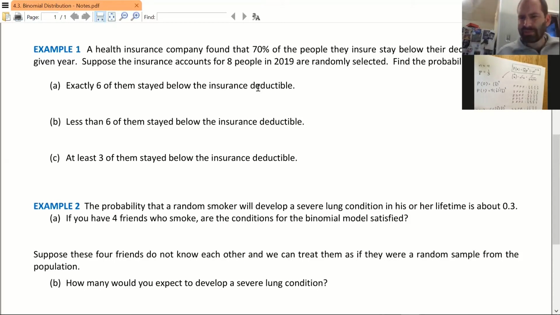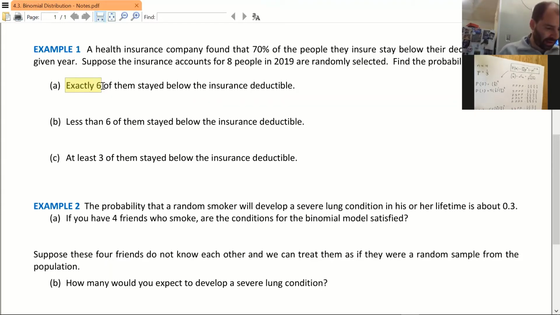So let's think about this like we were thinking about the other problem. Instead of rolling dice, we're choosing people. And instead of rolling a success, we're finding a person who stayed below their insurance deductible. And we know the probability of that success is 70%. So we have all that information here. The p is 0.7. The number of trials, n, is 8. And we're asking for the probability of exactly 6.